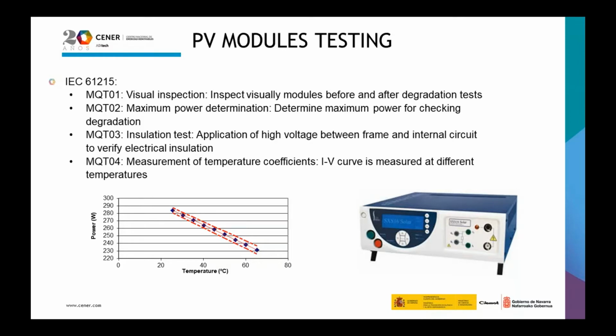Then we have the MQT04 test, which is the measurement of temperature coefficients. Here, the main parameters of the IV curve are measured, like the short circuit current, the open circuit voltage, and the maximum power, and the variation with the temperature is measured.